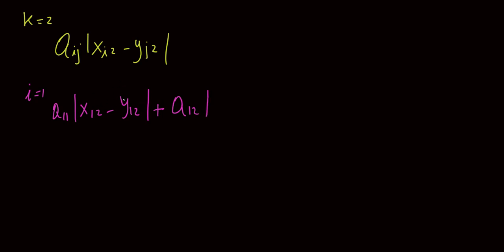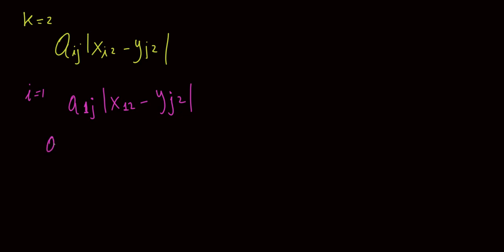If you have problems understanding this, maybe you will require a previous step. For i equal to 1, what is the form of this? Essentially it will be a1j, okay, because i takes a value of 1, times the absolute value of x12 minus yj2. We are still not expanding over j. So in the next step I can expand over j.